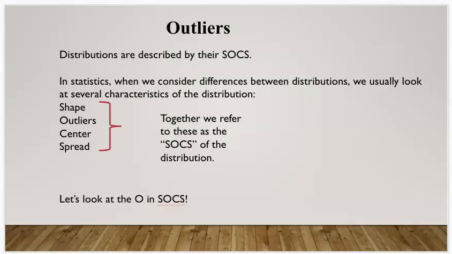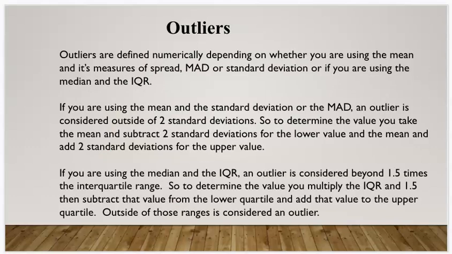First, let's quantify outliers. Remember, our distributions are described by their SOCs. In statistics, when we consider differences between distributions, we look at all of these characteristics: the shape, outliers, center, and spread. Let's look at the O in SOCs, which would be outliers. Outliers are defined numerically depending on whether you're using the mean and its measure of spread, the MAD or the standard deviation, or if you're using the median and the IQR.